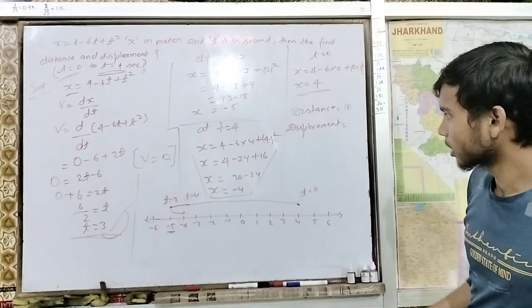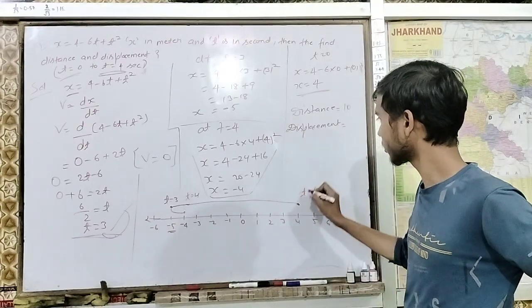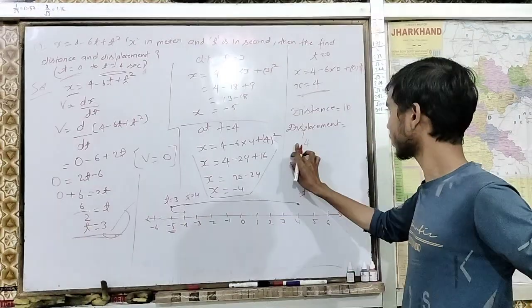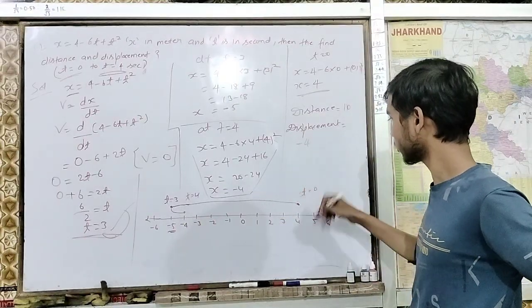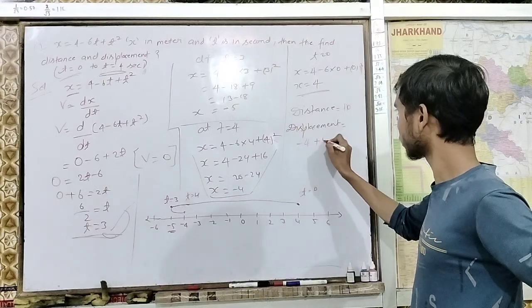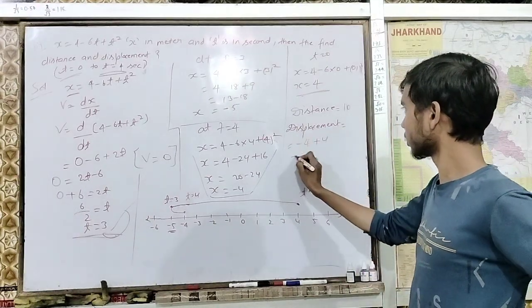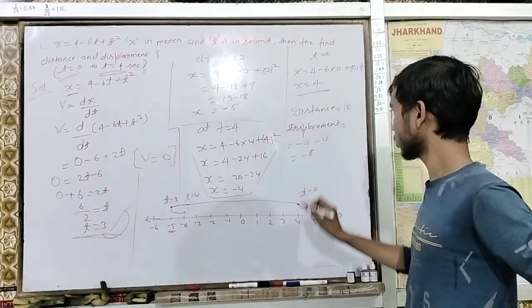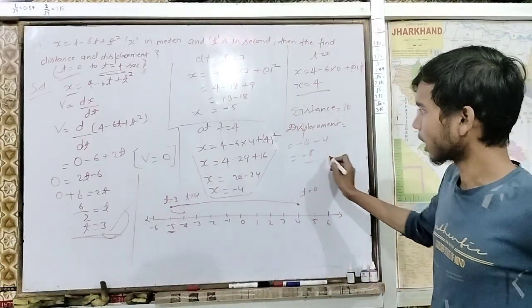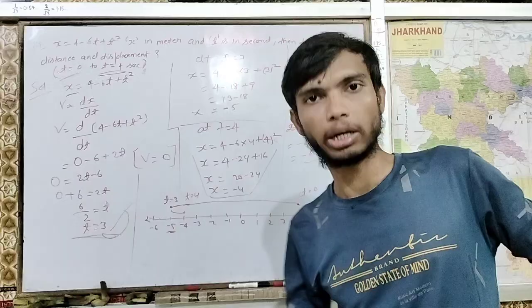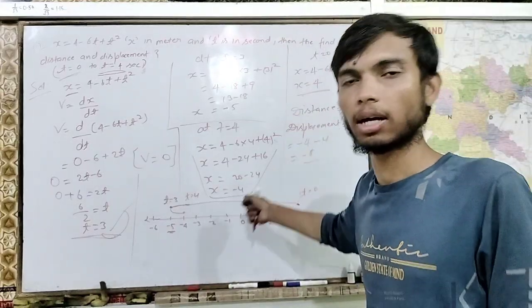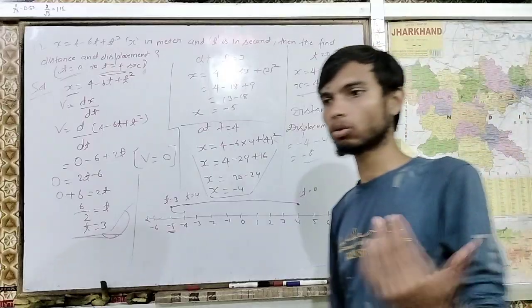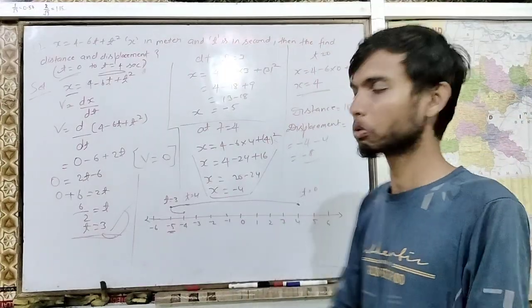But displacement would be nothing but just this. Final is minus 4 and initial is 4. It is giving you nothing but just minus 8. You can see, and from this question you are also understanding that distance is always positive and displacement could be negative, could be positive, could be zero according to the equation.